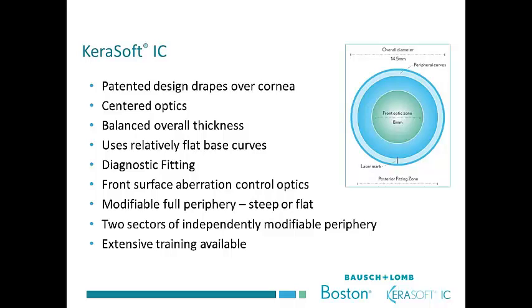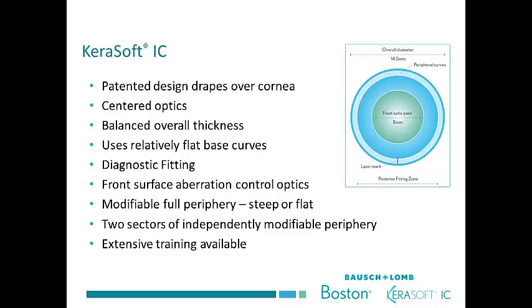But in the Kerasoft IC lens, they don't use changes in center thickness to mask the irregularity. All the Kerasoft IC lenses have a balanced overall thickness. They use relatively flat base curves. It incorporates a diagnostic fitting set. They use front surface aberration control optics in order to correct the irregularity. So often you'll find high cylindrical corrections using this particular lens modality.